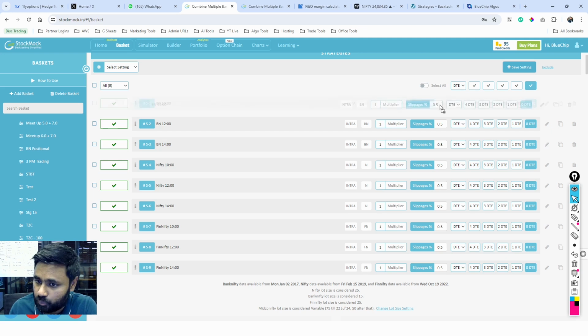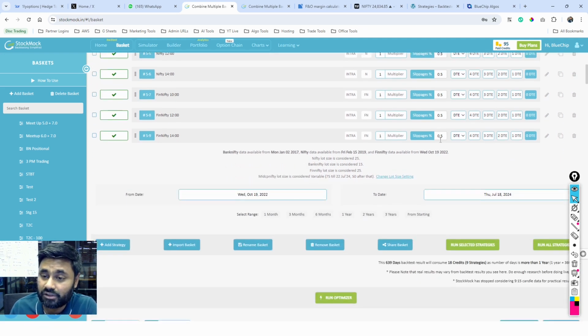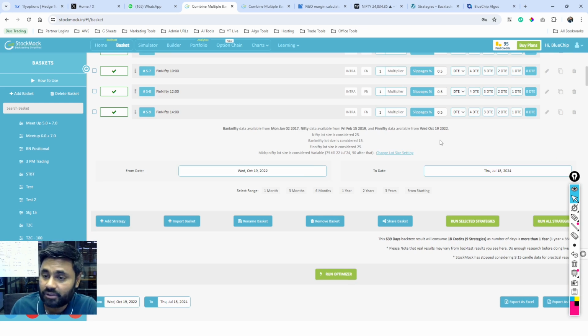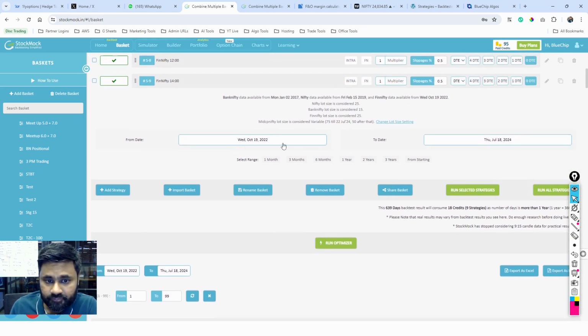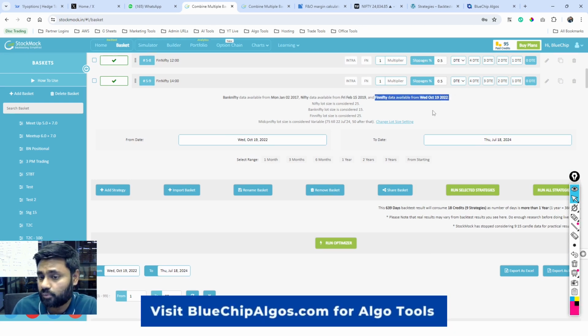And slippages 0.5. Please do not backtest without slippages. There are many people who tell you all sorts of strategies, but they don't have slippages. It is not possible to reproduce all these in live trading. And data I have taken from October 19th because Finnifty is available only from October 19th.